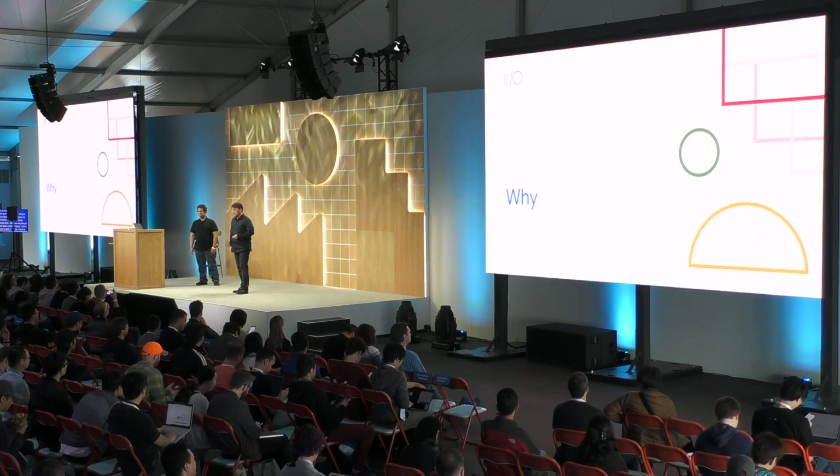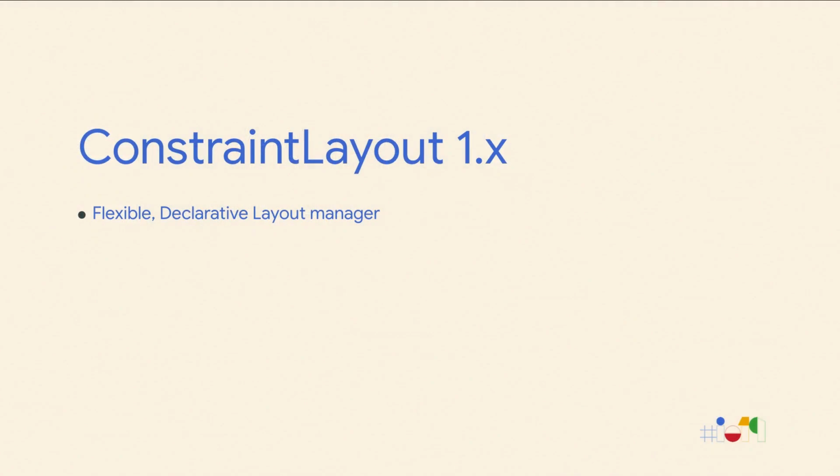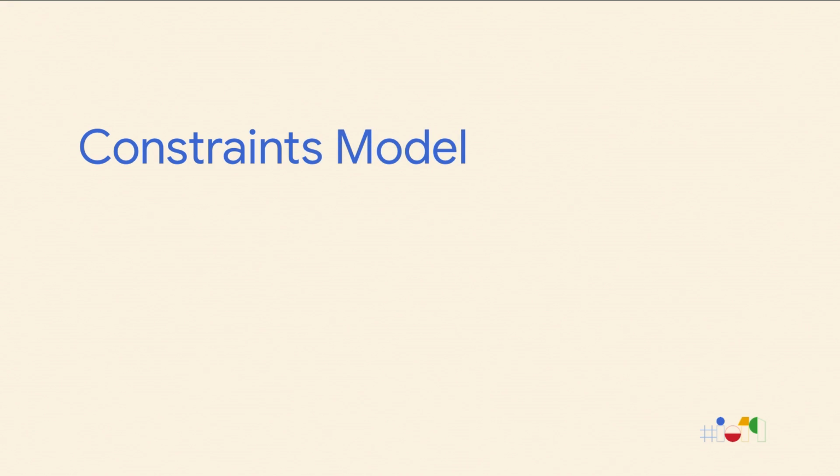I want to go back a little bit on why we created Constraint Layout. If you look at Constraint Layout 1, we wanted something that was a very flexible layout manager, something that would allow you to specify the way your UI should be laid out and behave in as much of a declarative way as possible. And in order to do that, we created a really rich model of constraints.